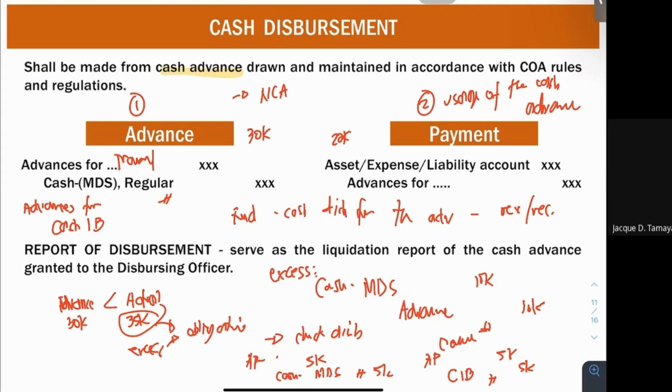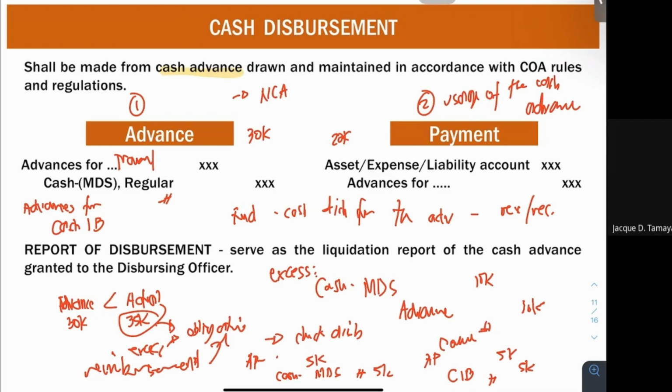So whenever there is an excess cash advance, you note that in your liquidation report. And what we normally do here is that we claim or revert back the cash MDS. But if ever the advance is lesser than the actual, then there must be a reimbursement. And how will we record the reimbursement? It will now be treated as an obligation of the entity. The obligation can either be disbursed through a check disbursement from the MDS check, so AP and cash MDS, or a payment through your commercial check, so AP, cash in bank.